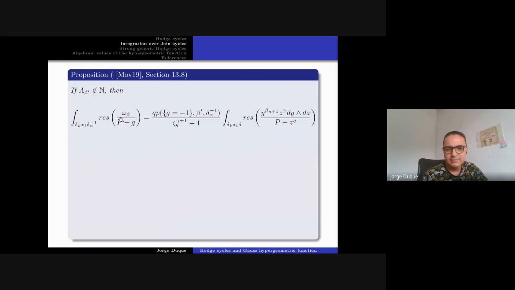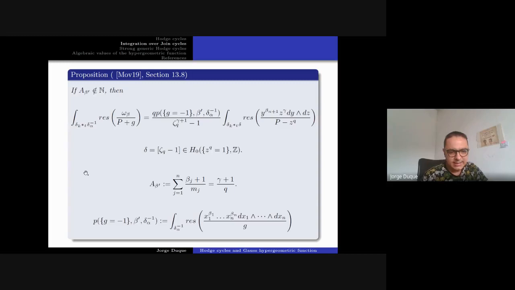Here delta is the zero cycle given by this definition. The number gamma q is given by this equality, but it's not really important. This is the integral that depends on delta alpha. To integrate forms with a higher pole, we reduce the pole and apply this formula.